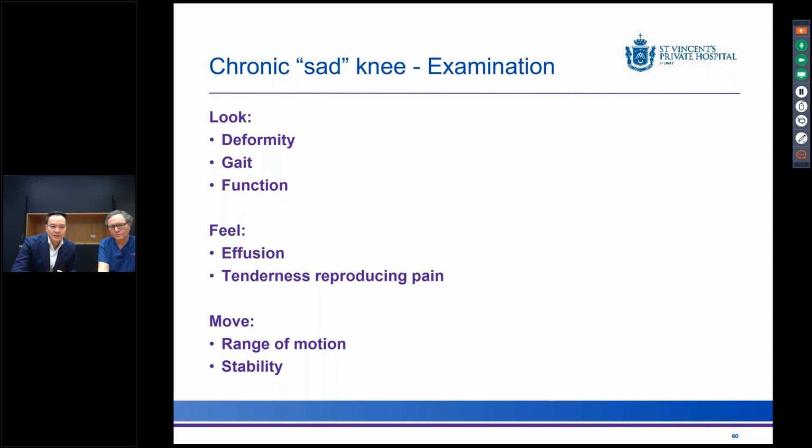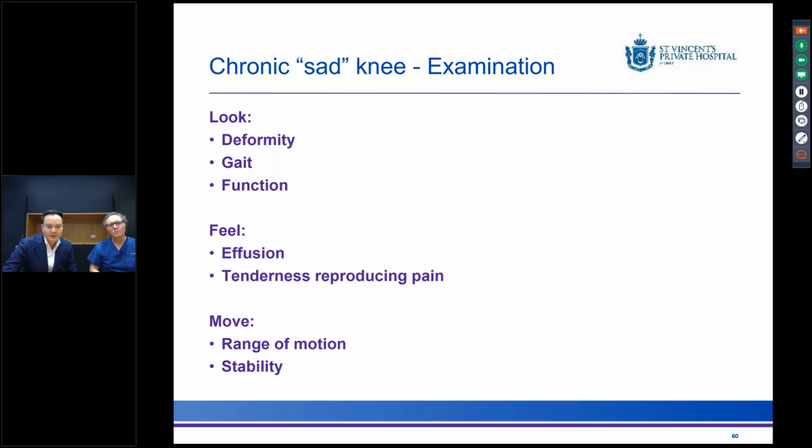In terms of feel, we assess for effusion. We do expect generally to find at least a small effusion. And we want to know that the tenderness of the tender area reproduces the patient's pain. As we talked about in the hip before, there are some patients where there can be multiple areas of musculoskeletal pain. We do want to be able to localize that the pain that is presenting does indeed correlate with the arthritis in the knee.